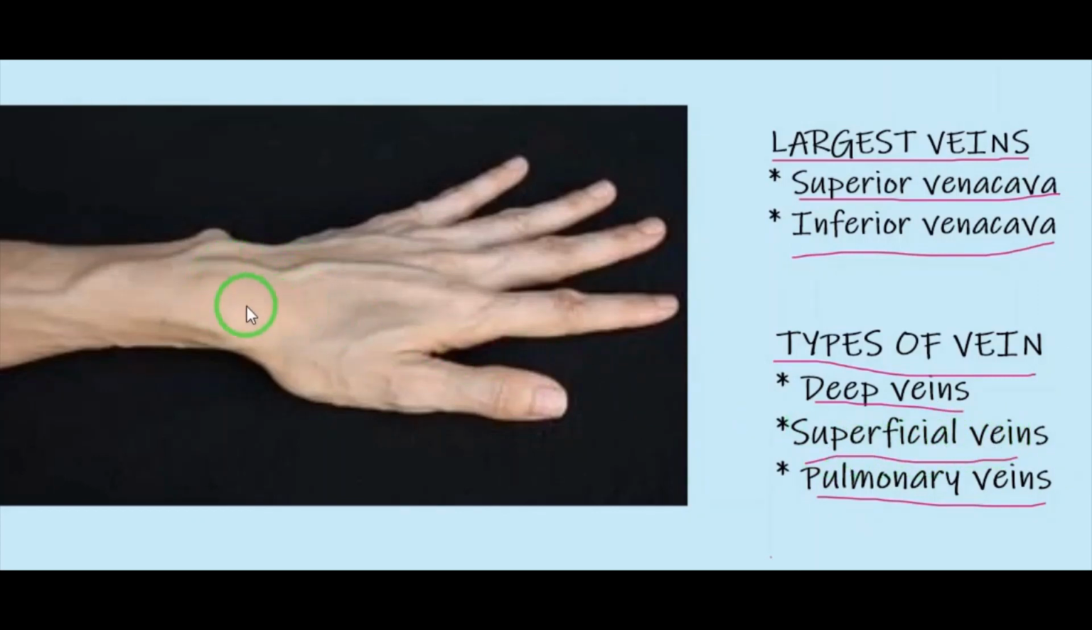Just see this diagram. These are the superficial veins. These veins are closer to the skin surface. By seeing it we can find out. Just look at your hand and find the superficial veins, right? Then the third one is pulmonary veins. These pulmonary veins transport blood filled with oxygen from the lungs to the heart. So pulmonary veins transport only oxygenated blood. They are located in the heart region, right? Types of veins, three: deep veins, superficial veins, pulmonary veins.